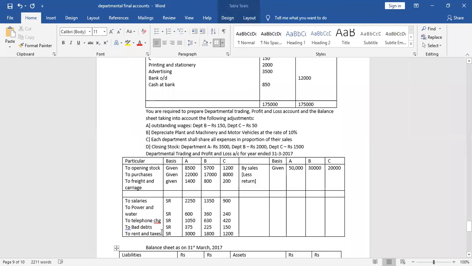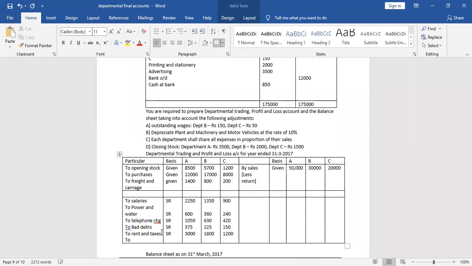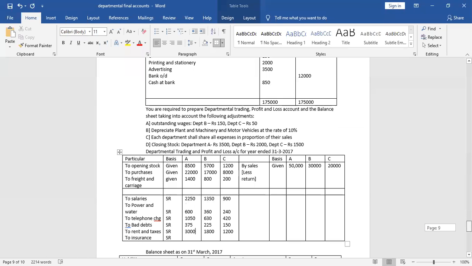Insurance also will be divided in the sales ratio. All expenses have been told to be divided in the sales ratio. So we have to divide all expenses as given in the question, in the sales ratio. Insurance is 1500. So dividing in the sales ratio, what will you get? 750, 1500 into 5 upon 10, 1500 into 3 upon 10, 1500 into 2 upon 10.